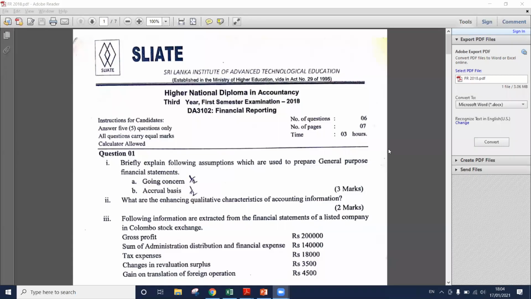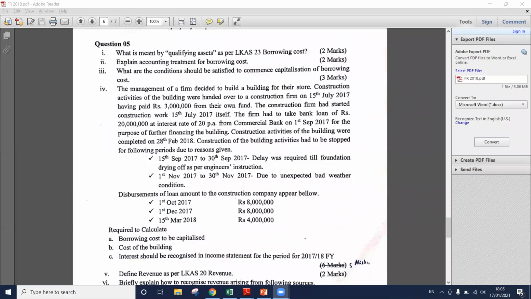So I have here the 2018 past paper. 2018 question number 5 is from LKAS 23. This is also a standard that has been frequently tested in your exams for around 10 to 12 marks. In certain years, it has been tested for 14 marks.